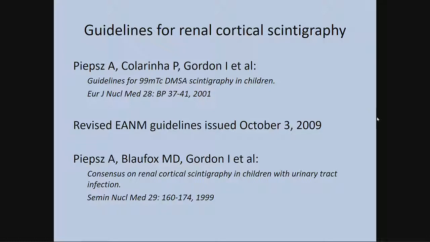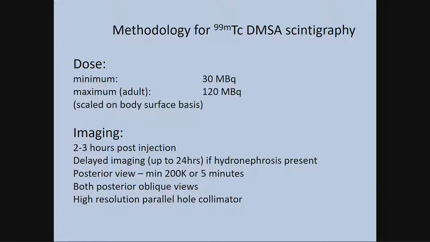There are a number of guidelines for performing renal cortical scintigraphy published by EANM. They're in the literature. So the minimum dose is 30 megabecquerels, scaled up to body surface area with a maximum of 120. Imaging protocols: about 1/3 of the injection is excreted via glomerular filtration.